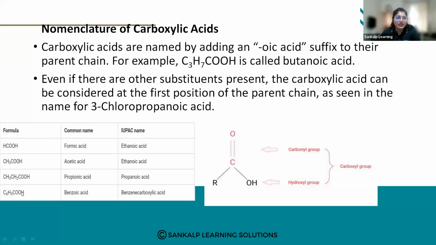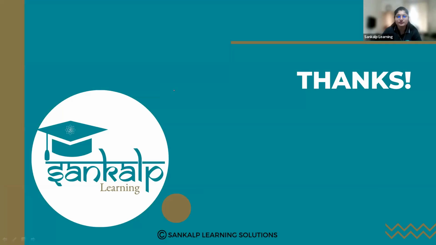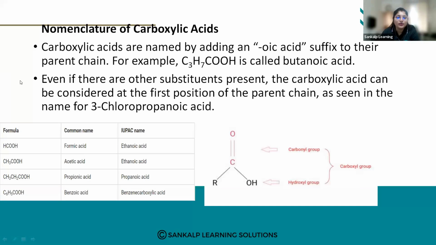Okay, whenever you are naming a carboxylic compound, what do you have to write? You have to write oic. Just as for aldehydes we write al and for ketones we write one, here the e should be replaced with oic acid. That is O-I-C, oic acid.